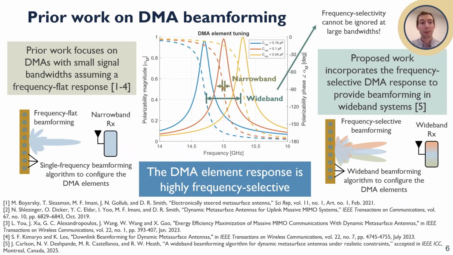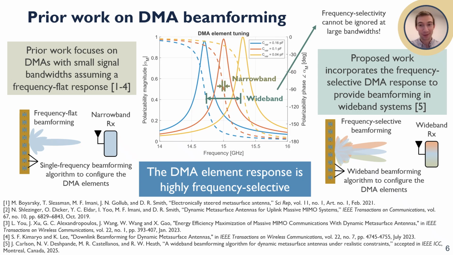Now, prior work on DMA beamforming has largely focused on using DMAs with small signal bandwidths and assuming a frequency flat response, assuming that Lorentzian constrained weight distribution for a small bandwidth of frequencies in a frequency flat response. Now, shown in the middle there, an example of what the DMA element tuning looks like if you tune that varactor capacitance, so that's C-var in the legend there. Now we see that the amplitude and phases don't actually change very much with frequency. So this frequency flat assumption may be valid for these narrow bandwidths if the bandwidth is very small.